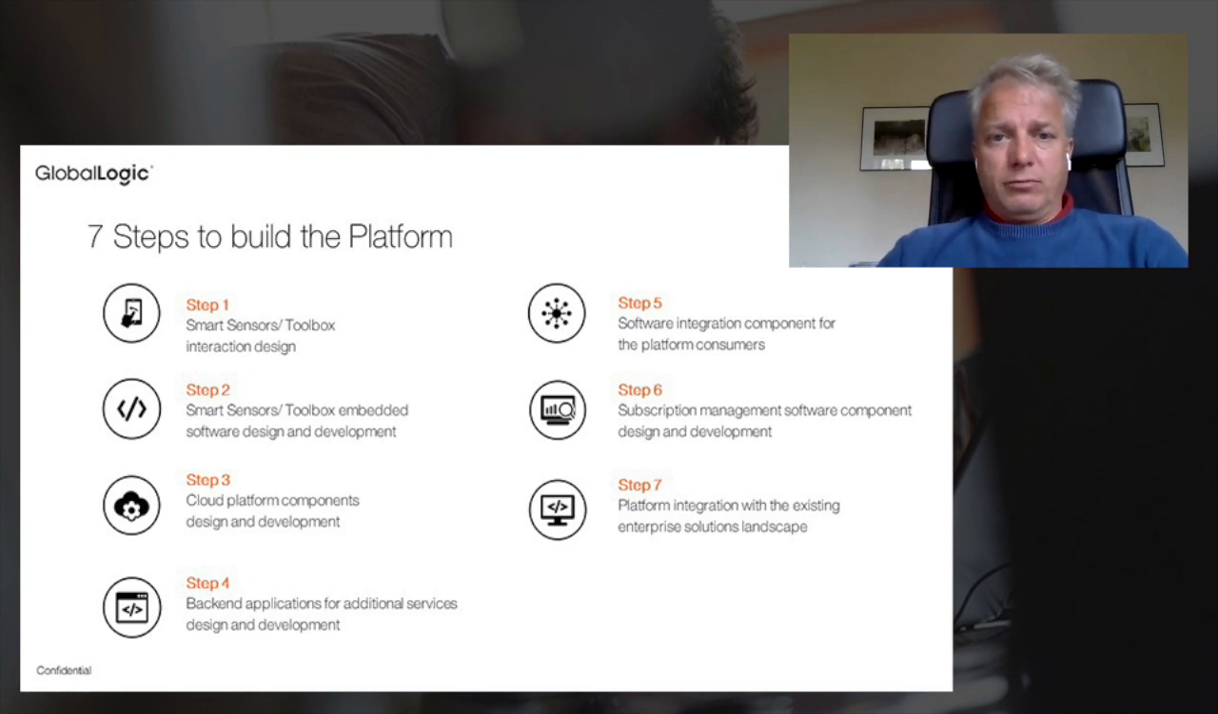Once we have considered and decided to go for the platform, then we have some important steps to follow in this platform building. The first two steps are about the toolbox and smart sensors. Important elements, as you remember from the slides before, which are providing the data. We have to think about the redesign of these elements in order to get interaction and connectivity, and it is usually about embedded systems, how these sensors are done. The next two steps are about cloud and backend, obviously the core elements of the platform itself.